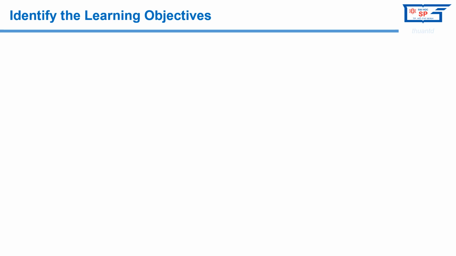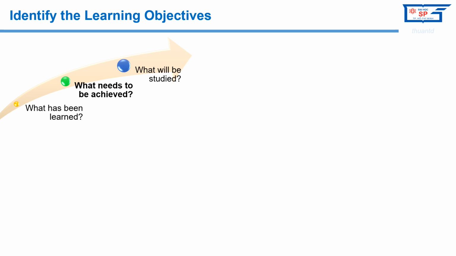Articulating your learning objectives will help you select and organize course content and determine appropriate assessments and instructional strategies. Students direct their learning efforts appropriately and monitor their own progress. Firstly, you have to answer these questions. What has been learned? What needs to be achieved? What will be studied? From there, we can outline what is expected to be achieved as a result of instruction.